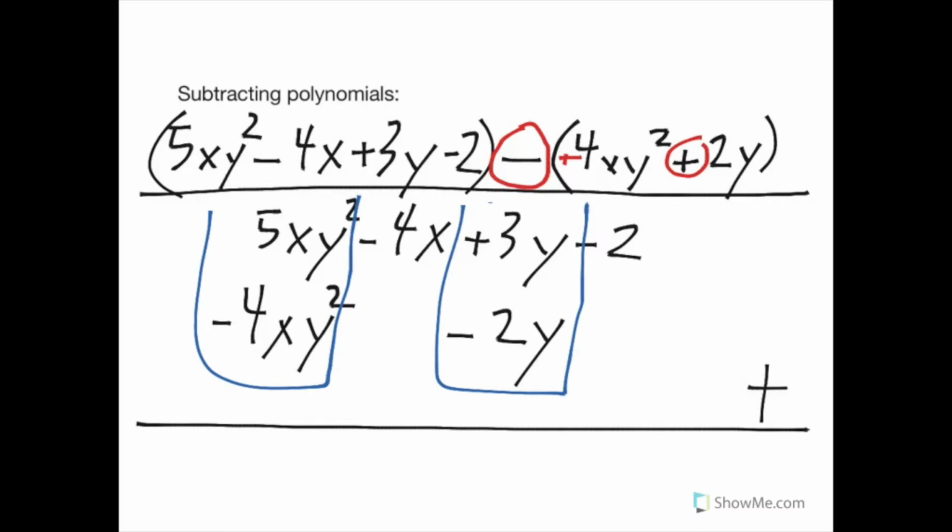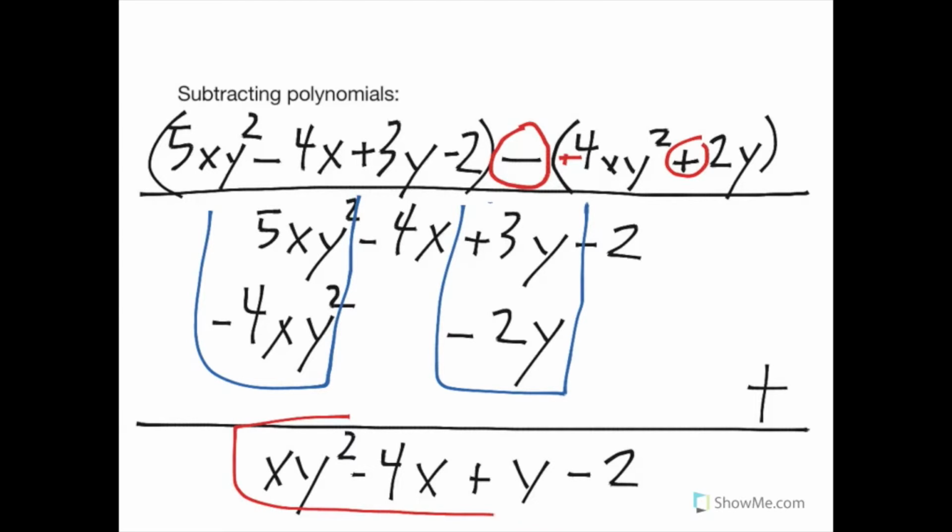Put a plus sign over there. So 5xy squared plus a -4xy squared gives you 1xy squared. 5 minus 4. Come on, guys, you got this. -4x, there's nothing to add to it. Plus 3y plus a -2y is going to give you plus y. And -2 is your other value. And there is your answer. You guys totally got it.